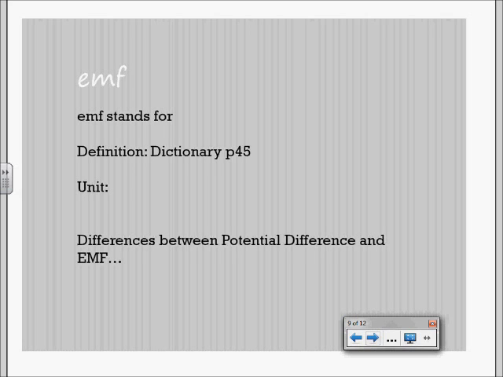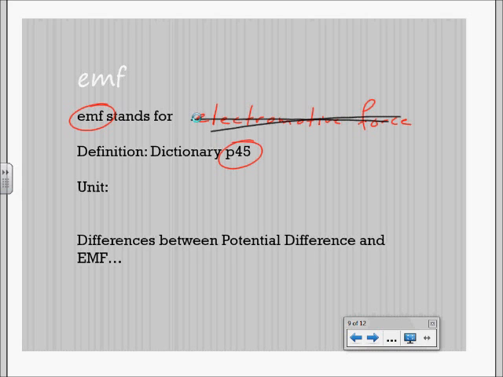EMF, in your dictionary, you'll see that it stands for electromotive force. Historical name, totally wrong. So I would not really want you to refer to it as that. Please just use the term EMF. Don't expand it out. I don't like it, it's not helpful. You'll find the definition of EMF on page 45 of your dictionary. And EMF, again, is measured in volts.